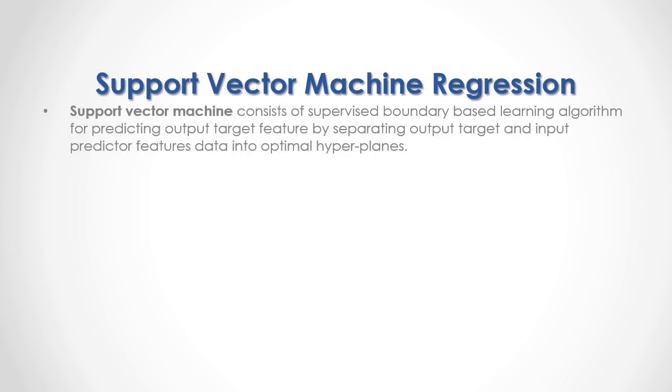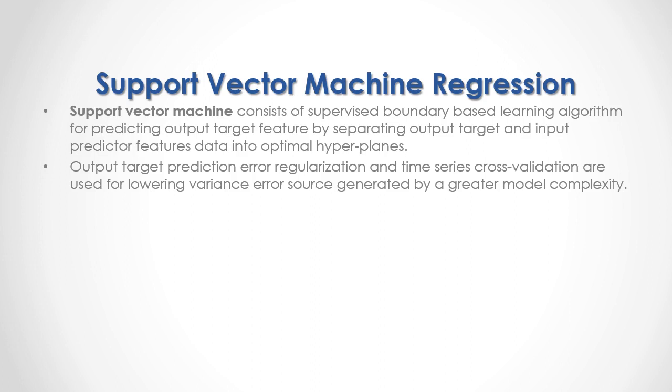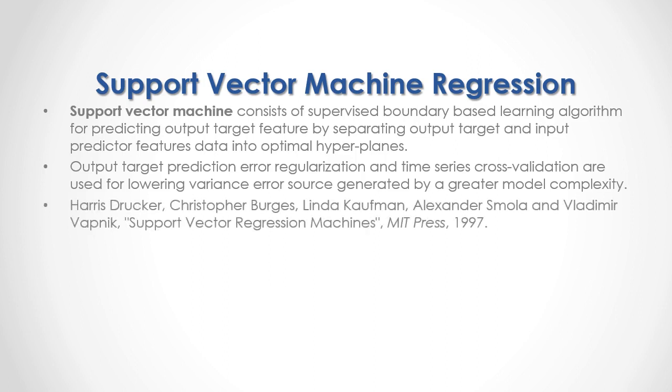Support vector machine consists of supervised boundary-based learning algorithm for predicting output target feature by separating output target and input predictor features data into optimal hyperplanes. Output target prediction error regularization and time series cross-validation are used for lowering variance error surge generated by a greater model complexity. For full reference, I recommend that you read Harris Drucker, Christopher Burgess, Linda Kaufman, Alexander Smola, and Vladimir Vapnik, Support Vector Regression Machines, published by MIT Press in 1997.